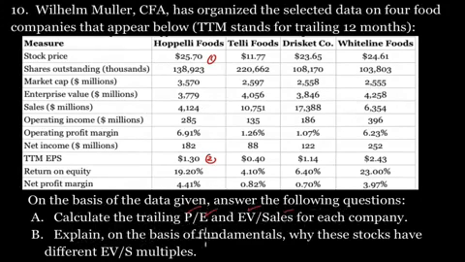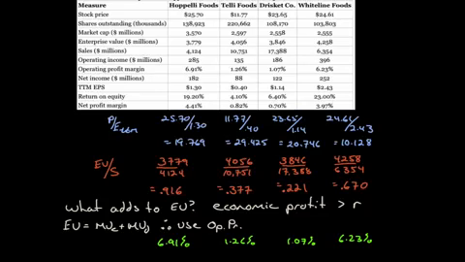B says, explain on the basis of fundamentals why these stocks have different enterprise value to sales multiples. So we are obviously going to find that they're different. And the question is, can you explain why they're different? So let's go ahead and solve these. Well, since all we have left is calculator work, I didn't want to make you sit through me writing it out on the screen.